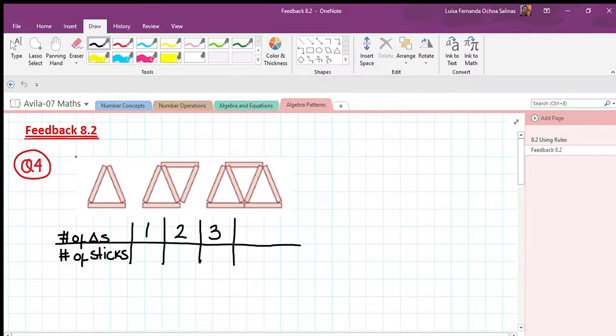So question 4 says we are given this pattern, and it's asking us first to fill in this table. So when I have 1, I have number of triangles, and underneath I have number of sticks. When I have 1 triangle, how many sticks do I have? 3. When I have 2 triangles, I have 3, and then 2 more, 5. I don't count this one because this one is already counted. So I have 5, and here I have 3 plus these 2, 5 plus these 2, 7. Wonderful. Okay, so we have done that.